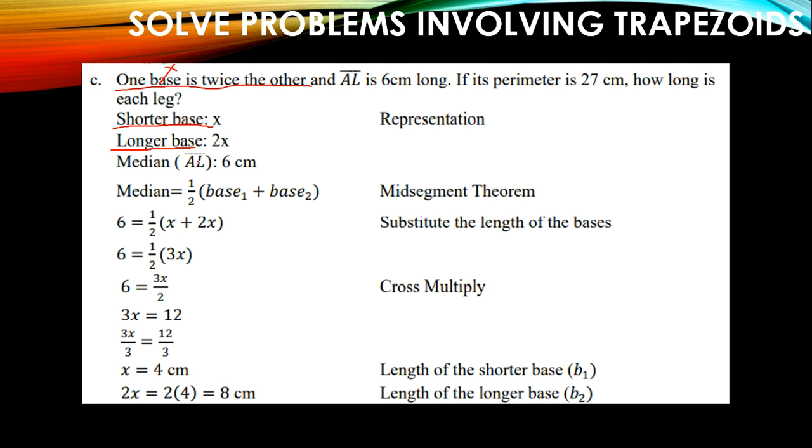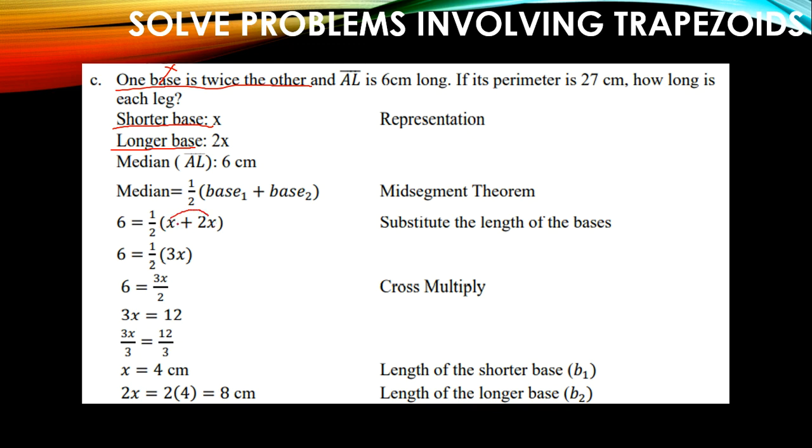Then the median, which is AL, is 6 centimeters long. Then let's use the mid-segment theorem formula. Median equals 1/2 times base sub 1 plus base sub 2. Let us substitute the given elements in the problem. The median is 6, base sub 1 is x, and base sub 2 is 2x. So it becomes 6 equals 1/2 times x plus 2x.